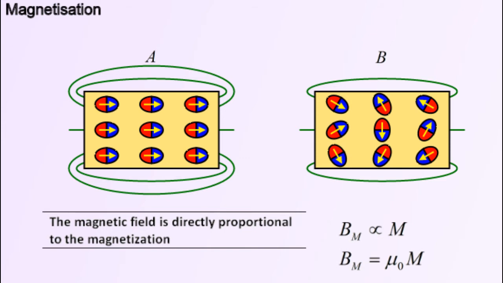For metals with a higher magnetization, the magnetic field is stronger. Since the magnetization of A is greater than the magnetization of B, the magnetic field of A would be greater than the magnetic field of B. So the magnetic field is proportional to the magnetization. The higher the magnetization, the greater the magnetic field. The magnetic field can be expressed as μ0 times the magnetization M.